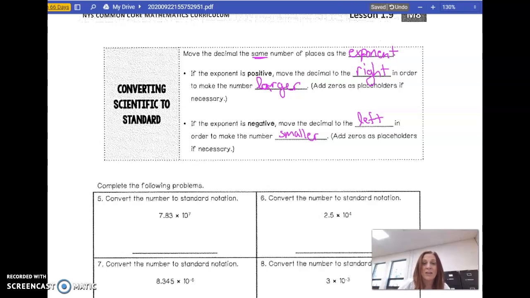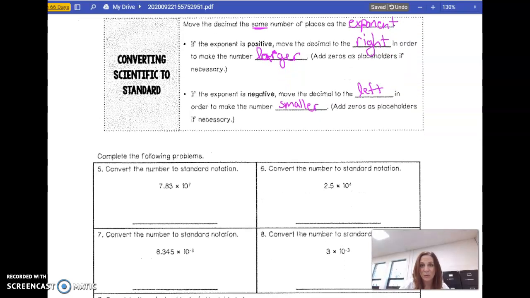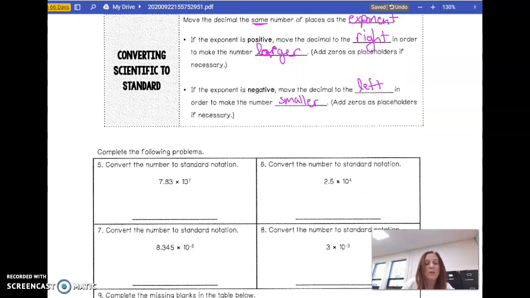Okay, so think about this. If we have a positive exponent, remember that's going to be a big number, bigger than 1. If we have a negative exponent, that's where we get those numbers less than 1. So let's look at a few examples here following these rules. Convert the number to standard notation. We have 7.83 times 10 to the 7th.